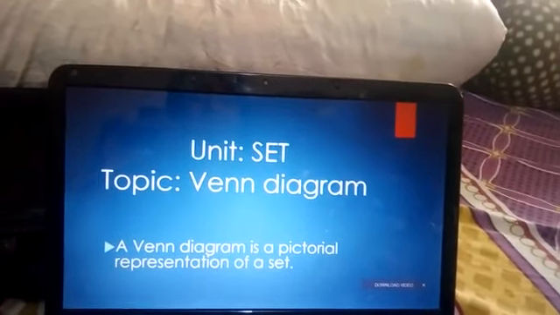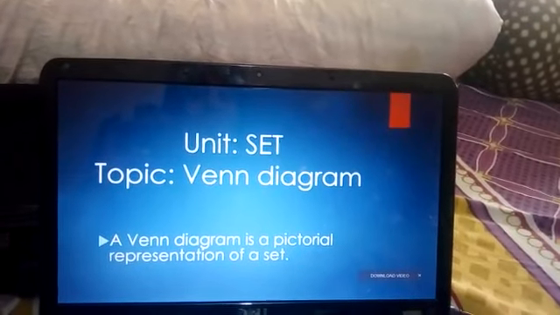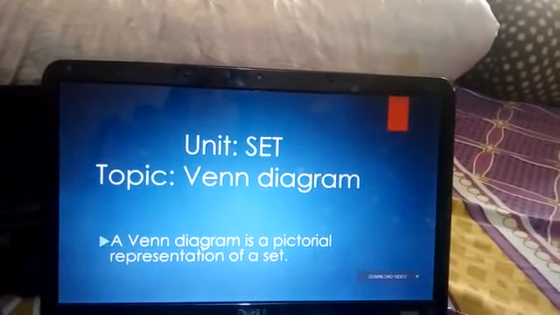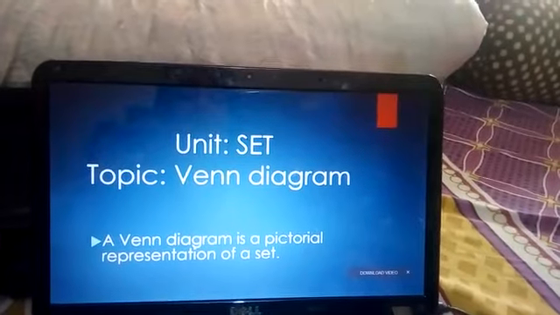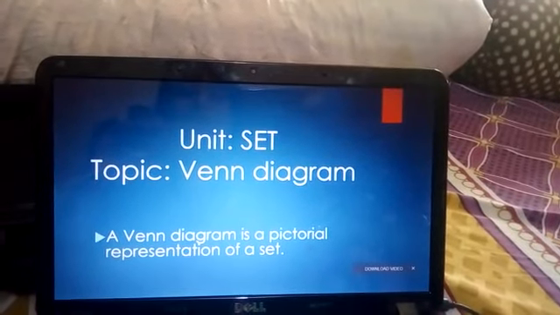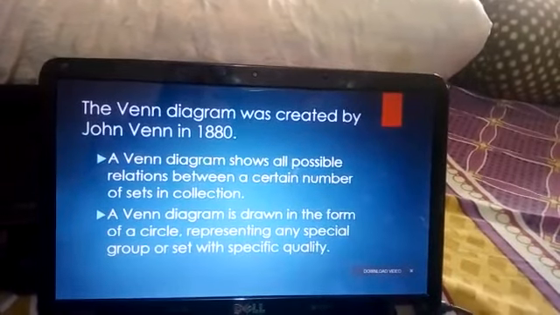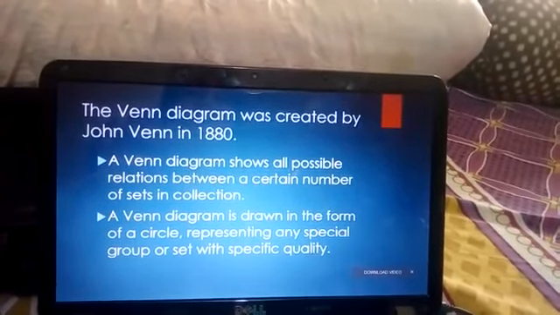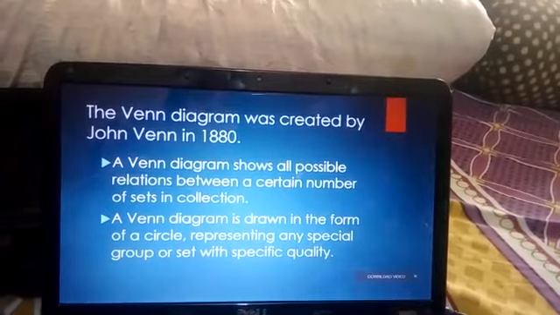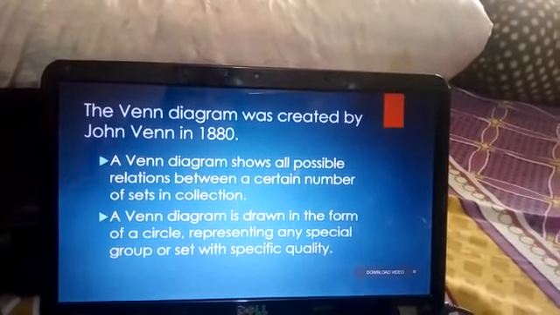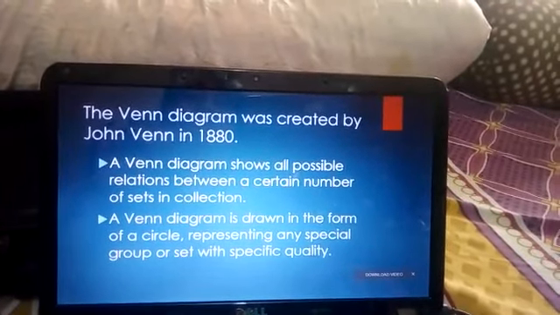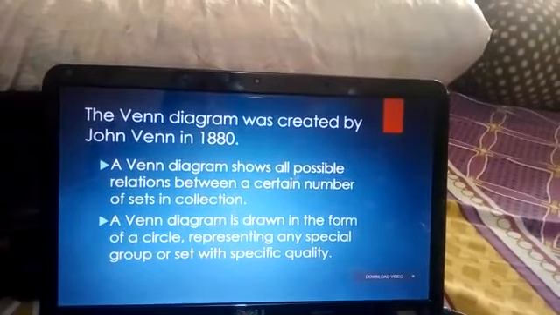Today our unit is Set again, and the topic I have selected is Venn diagram. A Venn diagram is a pictorial representation of a set. The Venn diagram was created by John Venn in 1880. He created this diagram to show all possible relations between a certain number of sets in collections.